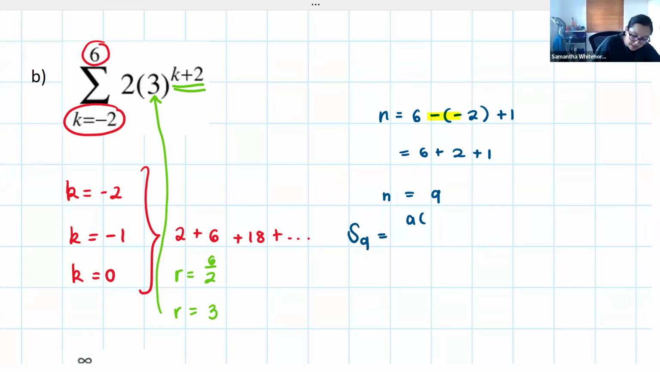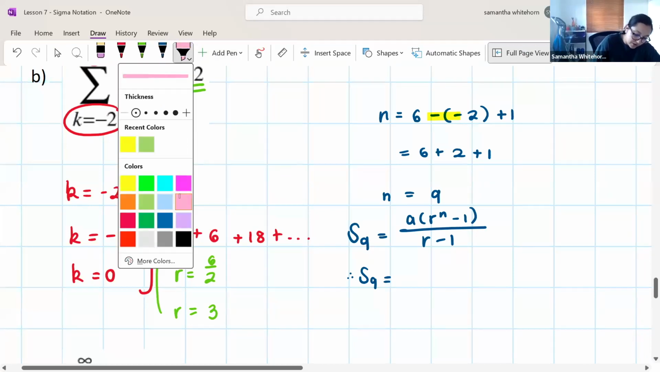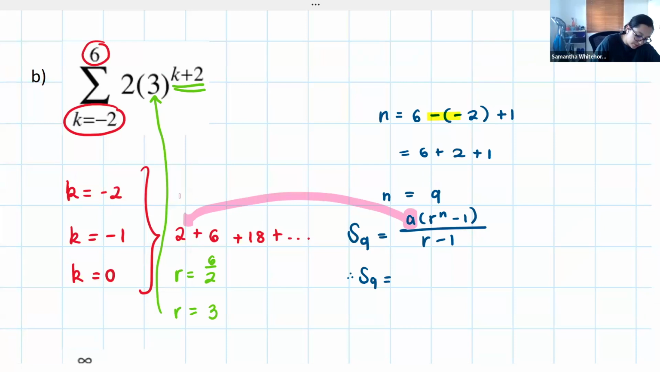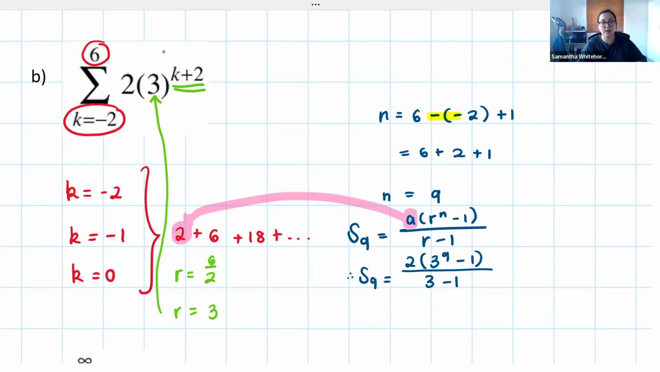Remember, sum is a times r to the power n minus 1 over r minus 1, and we can substitute in what we need. So the sum of 9 terms is equal to, now remember again, your a value is the first term that you're working with here. Our first term is 2, where k is equal to -2. So that is our a value. So we sub in 2, open bracket, r is 3 to the power 9 minus 1, all over 3 minus 1.